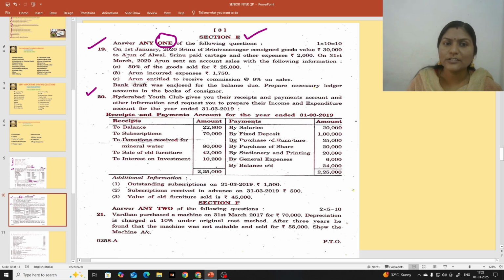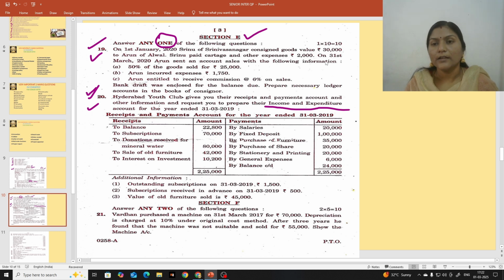19th question is always from consignment chapter. You are going to get problem from consignment for 19th question. And 20, question number 20 is not for profit organization problem. And what they will ask in the examination? Preparation of income and expenditure account. You have to prepare income and expenditure account for this question number 20. Okay, so only one question you have to attempt. Choice is there. 1 into 10 marks, total 10 marks you can score.